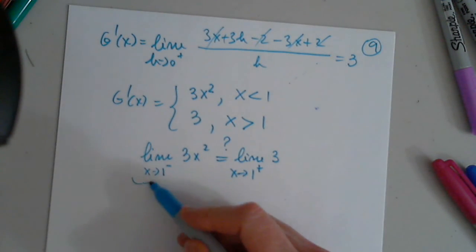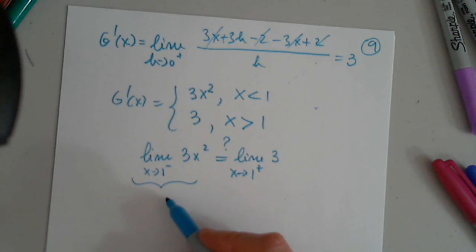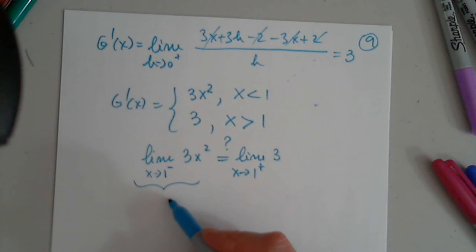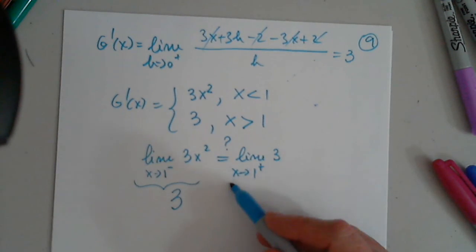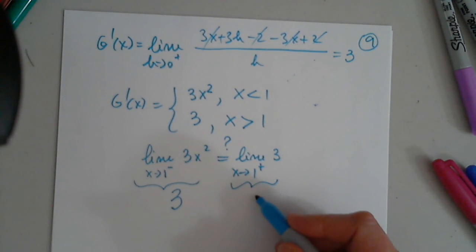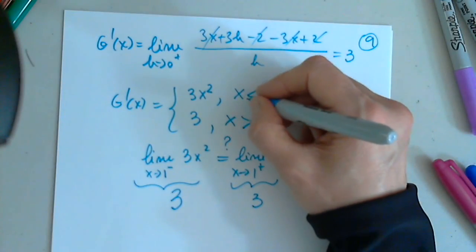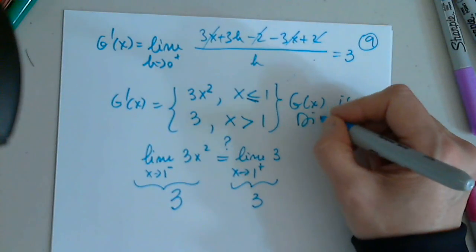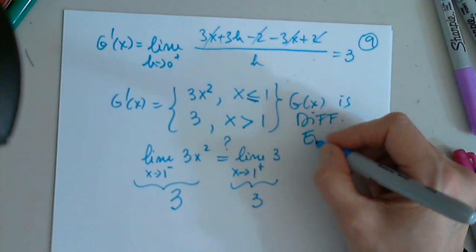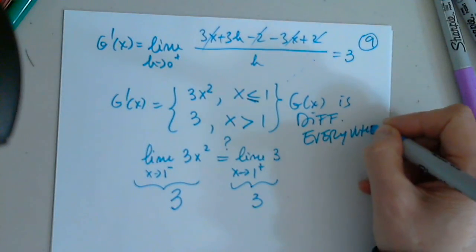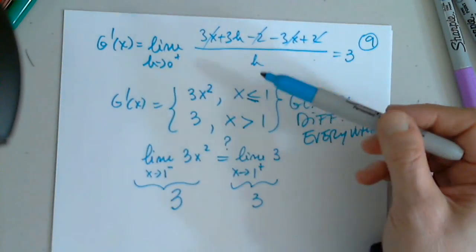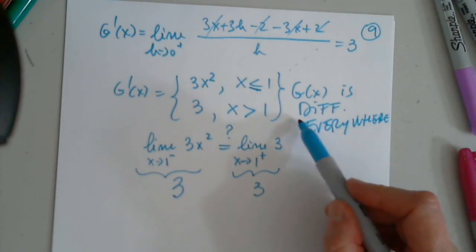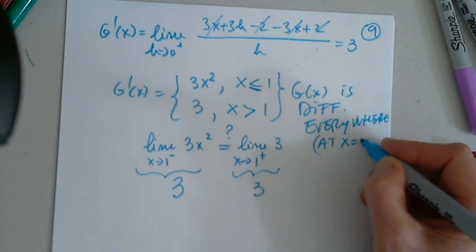What is this limit? What did we plug in? Oh, 1, so 3. Good. What is this limit? 3. Good. So now I can guarantee g of x is differentiable everywhere, not just to the left of 1 or to the right of 1. It is differentiable at x equals 1 for sure.